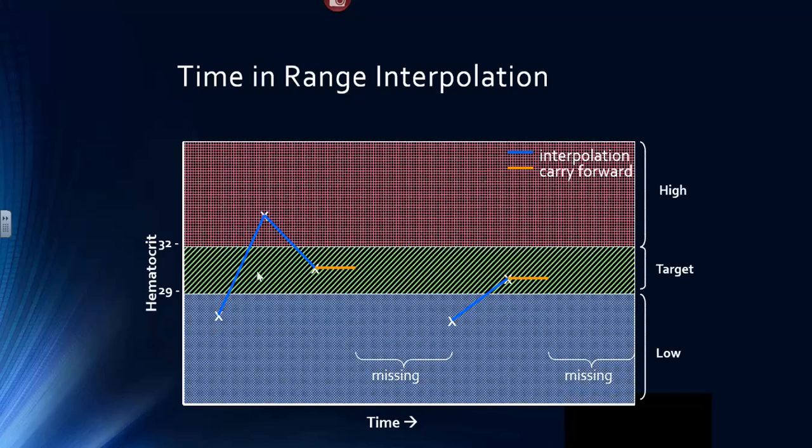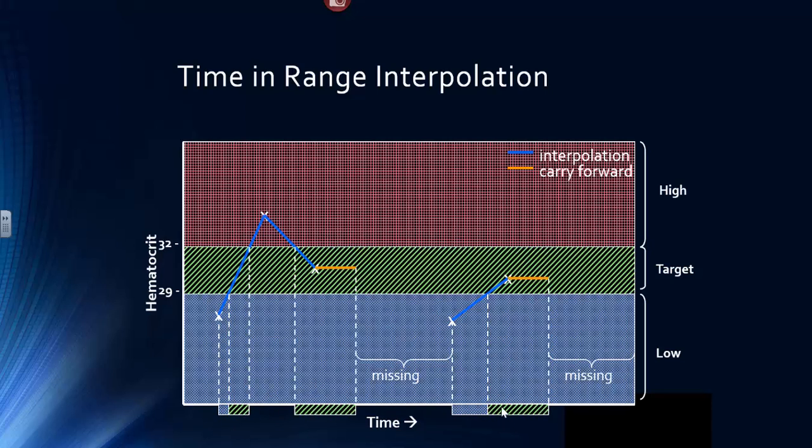Now once you've done this, of drawing the interpolation line and the carry forward line, you now want to calculate the amount of time spent in each range. The low range is in blue, the target is in green, and the high is in red. What you do, basically, is just drop it perpendicular to the x-axis. So you can see that the patient spent this amount of time in the blue zone. He spent this amount of time in the target zone. And he spent this amount of time in the undesirable red zone, with the residual being missing.